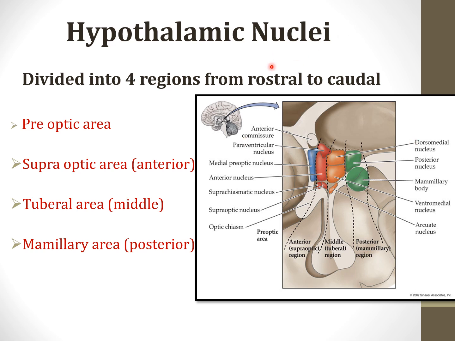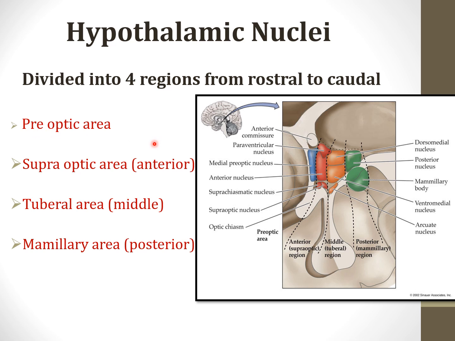Now moving on to what are the different nuclei present in the hypothalamus. Again, I told you two important landmarks, that is optic chiasma and mammillary body. If you remember these two, then you can easily define the nuclei. All the nuclei of the hypothalamus are divided into four regions.